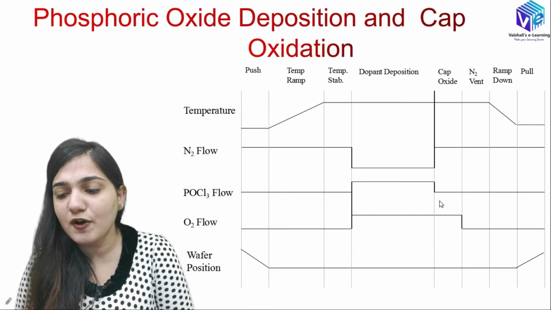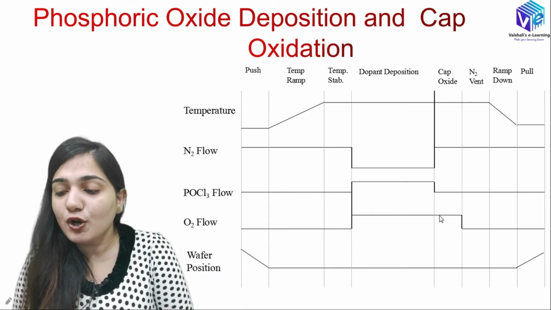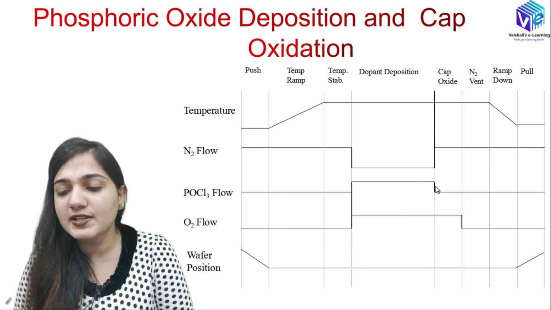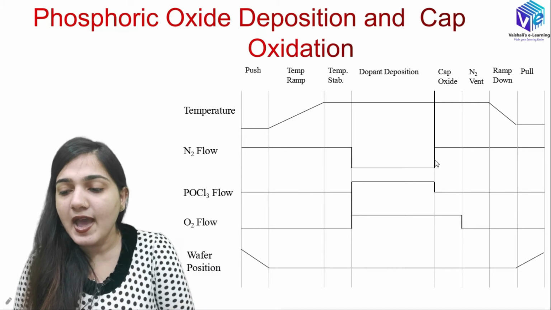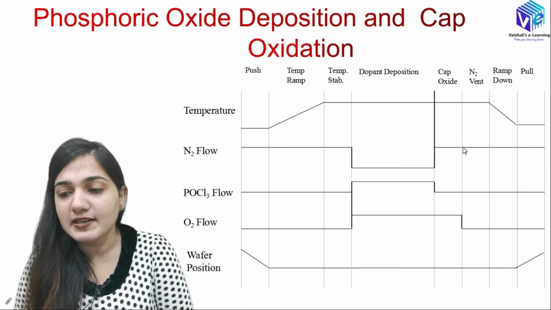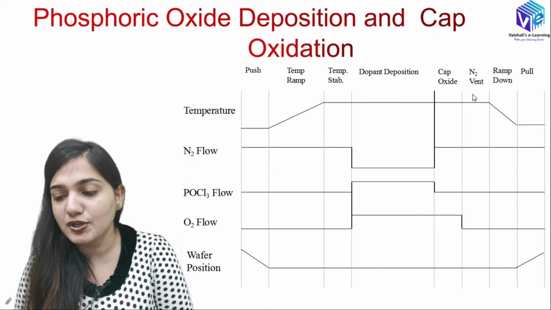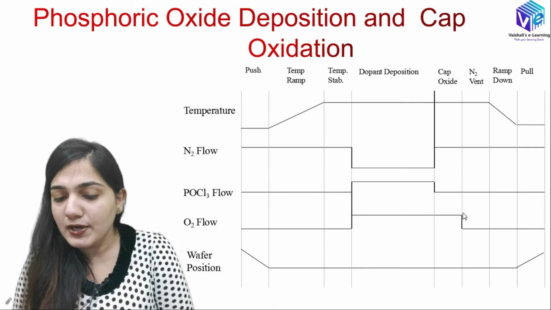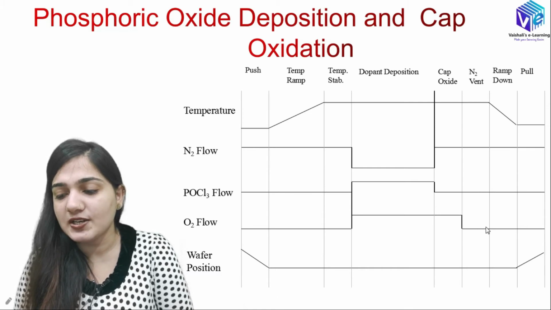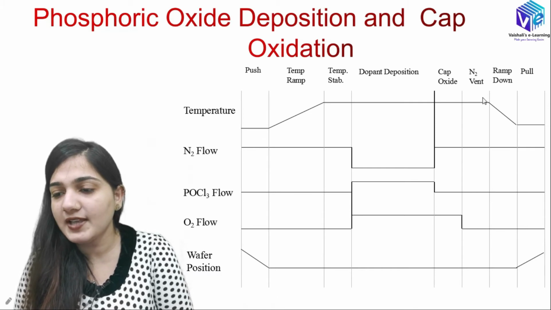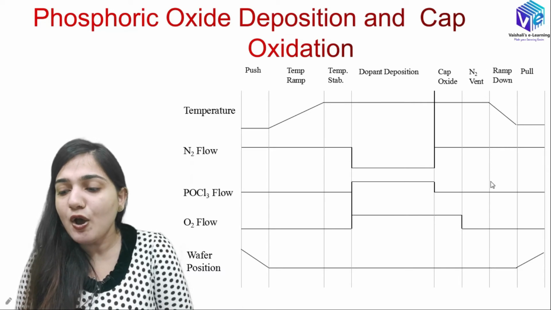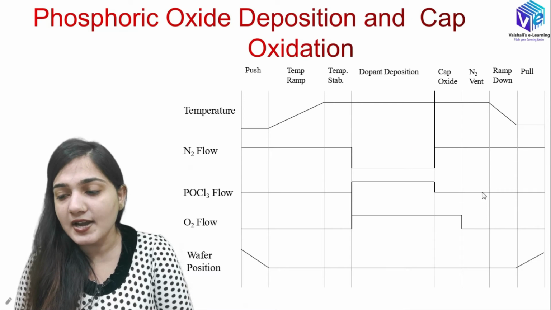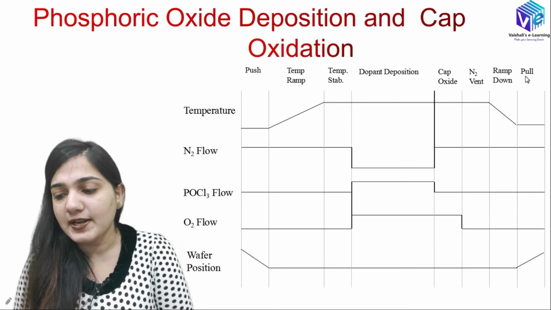In the cap oxide formation, we are keeping the oxygen flow higher, but the POCl3 flow will be reduced and the nitrogen flow will be increased. Okay, then we have the nitrogen vent out step, in which I am keeping all of the process steps the same, only decreasing the oxygen rate. Okay, so after that we have the ramp down, in which I am decreasing the temperature, all of the things are the same. After that we are pulling out the wafer.